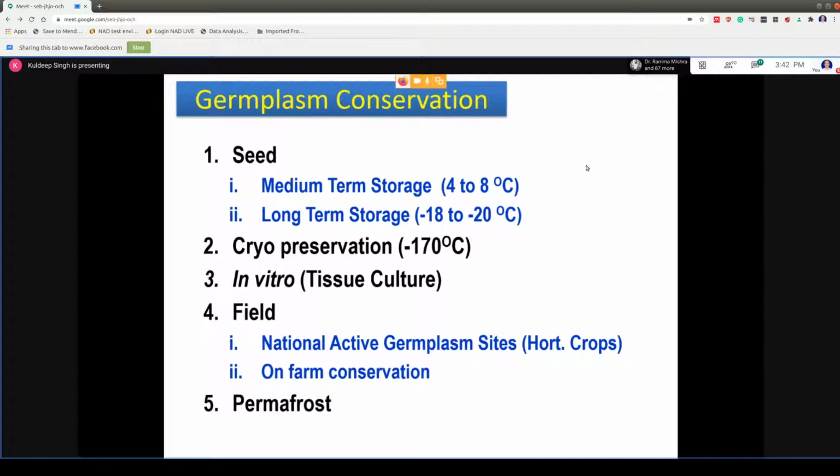Our next activity is, of course, conservation of the germplasm. We have different methods of conserving the germplasm. Medium-term storage, where we store at 4 to 8 degrees centigrade, and this germplasm stays viable from 5 to 10 years, depending upon the species. Long-term storage is at minus 18 to minus 20 degrees Celsius, and the samples here remain viable from 20 years to even 40 years, we have the data as well. So we conserve the seed in cryoconservation, in vitro conservation, and of course field conservation as well.